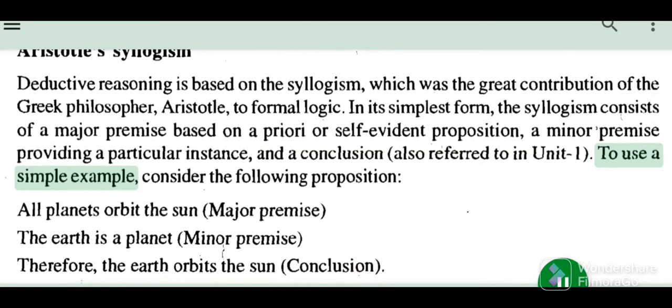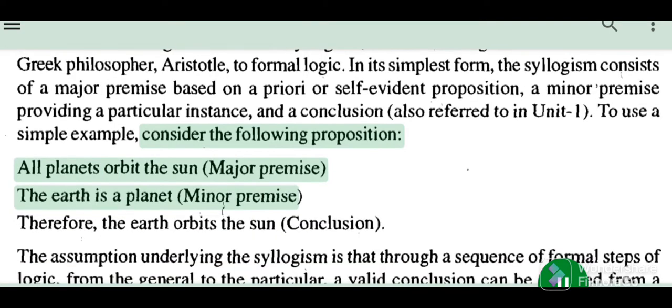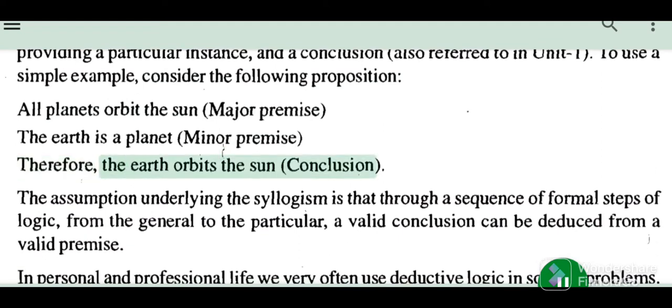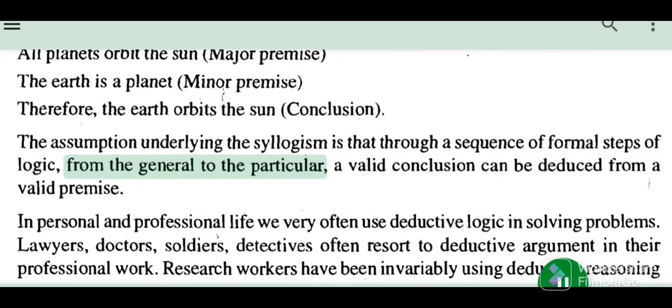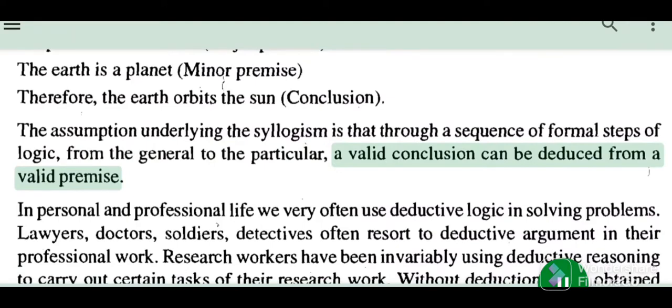To use a simple example, consider the following proposition. All planets orbit the Sun: major premise. The Earth is a planet: minor premise. Therefore, the Earth orbits the Sun: conclusion. The assumption underlying the syllogism is that through a sequence of formal steps of logic, from the general to the particular, a valid conclusion can be deduced from a valid premise.